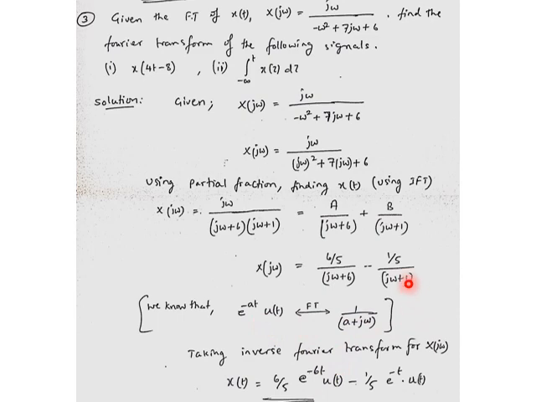Here a is 1, so I get −t in the exponent. So −1/5 is a constant as it is, with e^(−t) u(t). So this is the x(t) I got: 6/5 e^(−6t) u(t) − 1/5 e^(−t) u(t). So I got x(t) from X(jω).